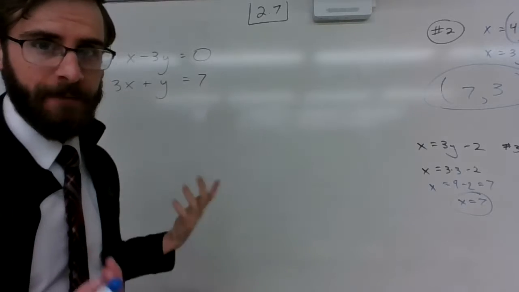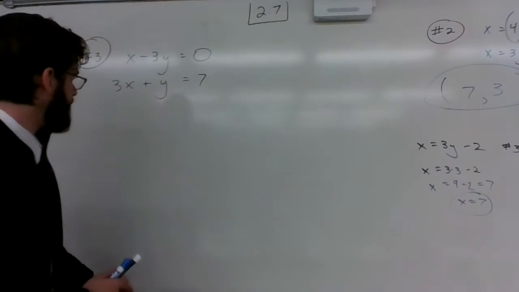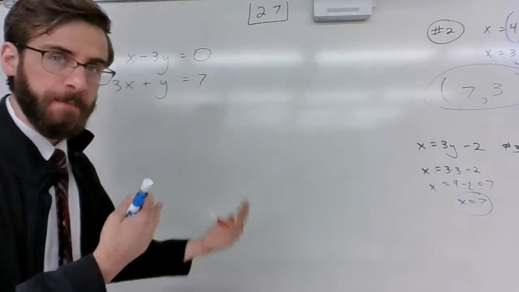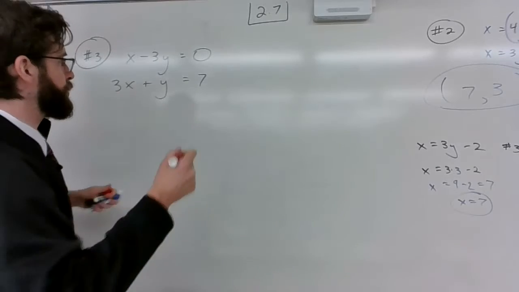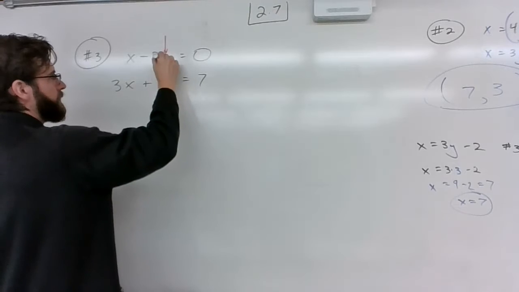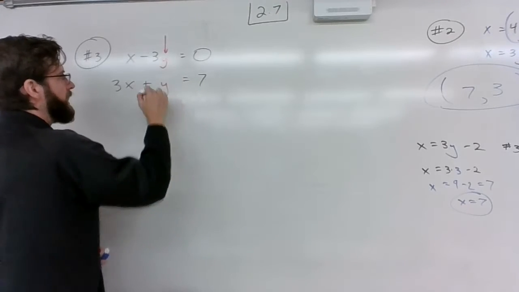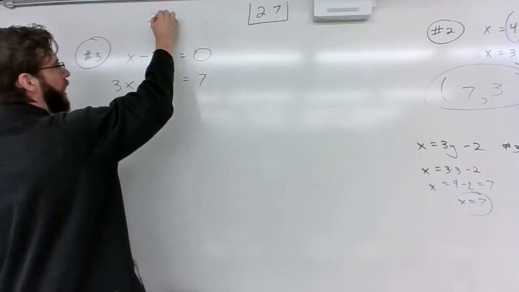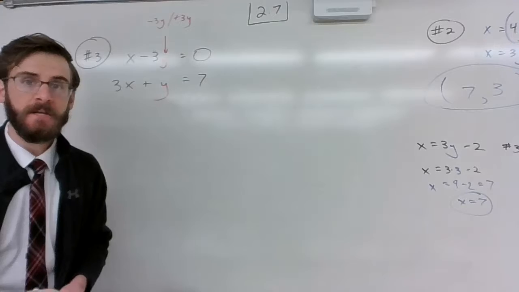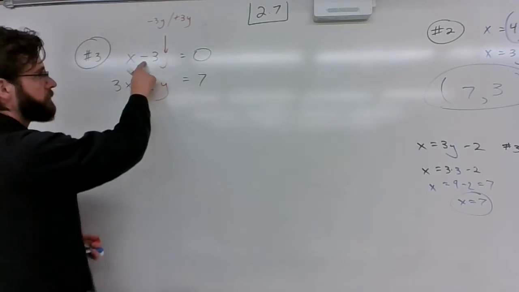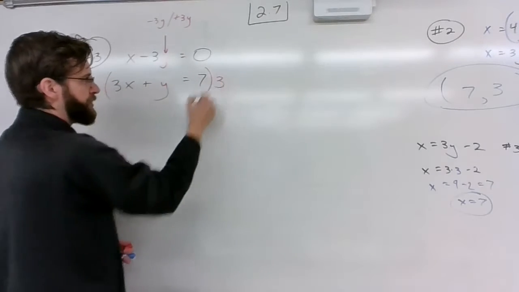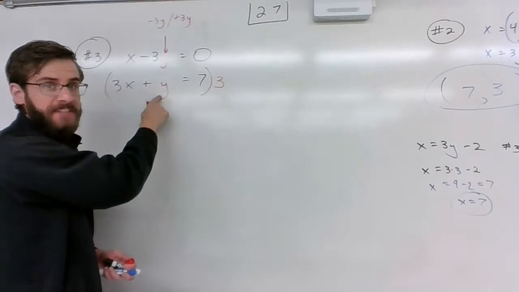So if we were going to use elimination, the goal is to create either the same x or the same y, where one's a plus and one's a minus. So in this case, I'm going to choose the y's, all right? And I want a negative 3y and a positive 3y situation. So I've already got the negative 3y. I'm going to multiply the bottom by positive 3 to create a positive 3y in that y spot.